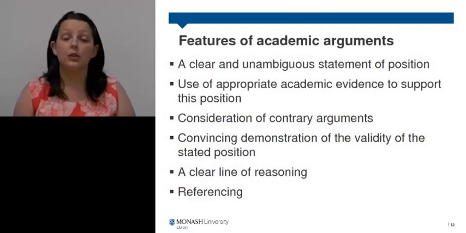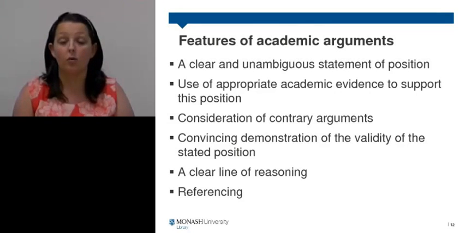Now, what are the features of an academic argument? A clear and unambiguous statement of position. In my previous example, that would be that Android phones are stronger in terms of their screens than iPhones. Use of appropriate evidence to support this position. I've used two sources of evidence that show this for reason and one that is against, and I've demonstrated which one is more likely to be reputable.